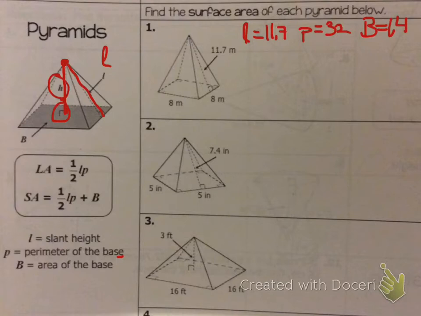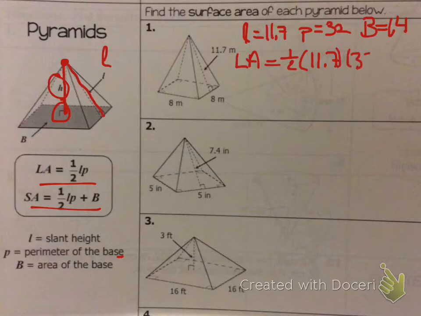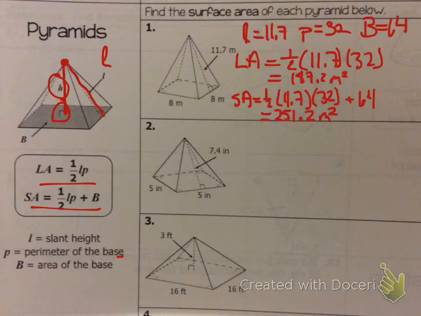Now, the reason I do that is because once I do that, I've pretty much got everything I need to answer these questions. The lateral area, according to this, would be 1/2 the slant height, 11.7, times the perimeter, 32. The surface area is going to be that lateral area, 1/2 times 11.7 times 32, plus the area of the base, which is 64. And there you go. So you can see here I got an answer of 187.2 meters squared and 251.2 meters squared.